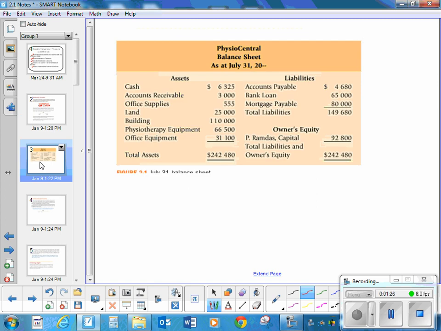Okay, so Physio Central, as of July 31st, we've already talked about, has all of these assets, these liabilities, and there's owner's equity. What we're going to do is make a T account for each one of these. And our assets are all going to be done one way, our liabilities a second way, and the owner's equity a third way.